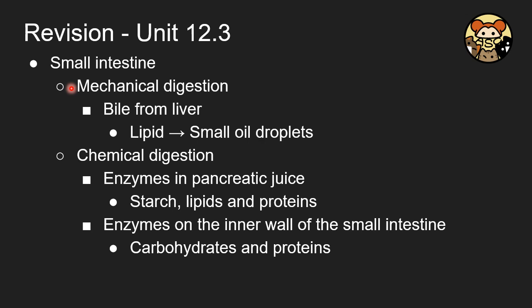After that, we will have the small intestine. For the small intestine, it also involves mechanical digestion. Bile will be responsible for that, and then the lipid will be broken down into small oil droplets. Chemical digestion involves the enzymes in the pancreatic juice. It will break down the starch, lipids, and proteins. And the enzymes on the inner wall of the small intestine will break down carbohydrates and proteins.